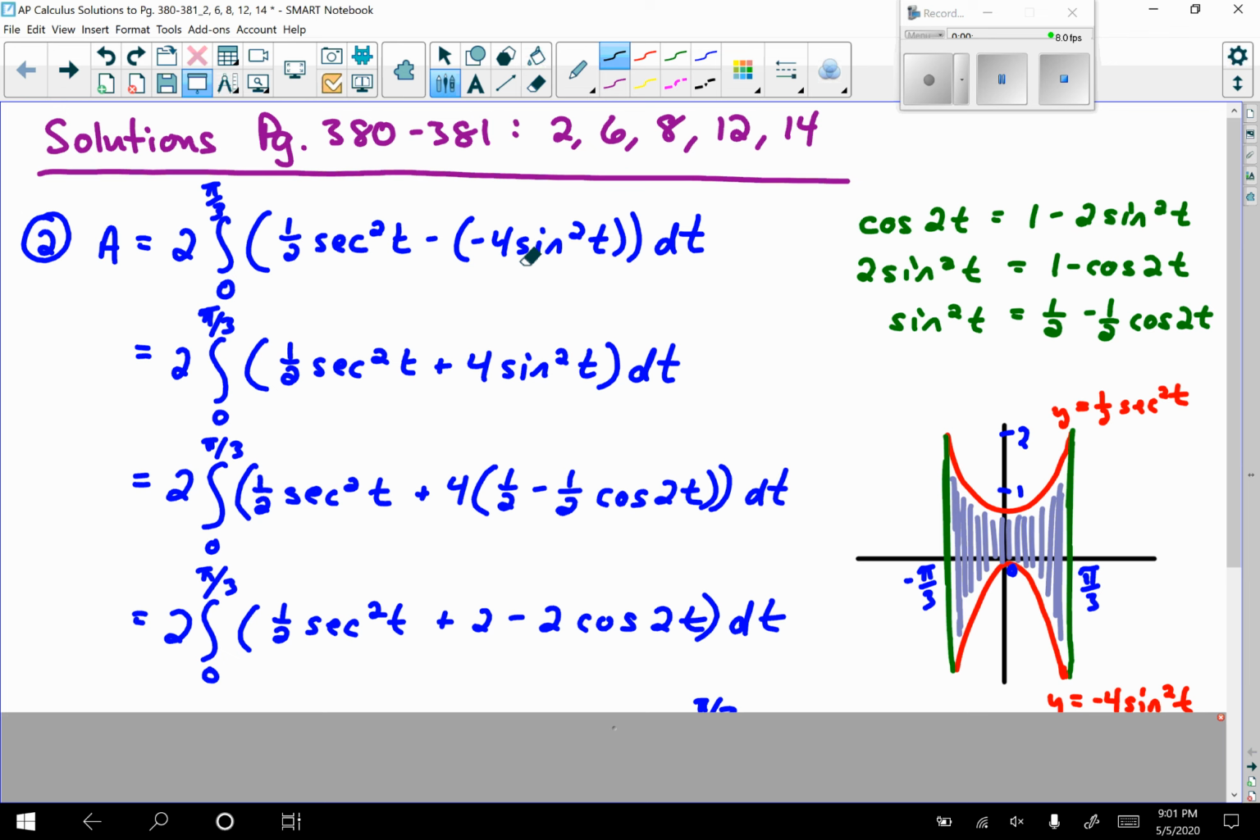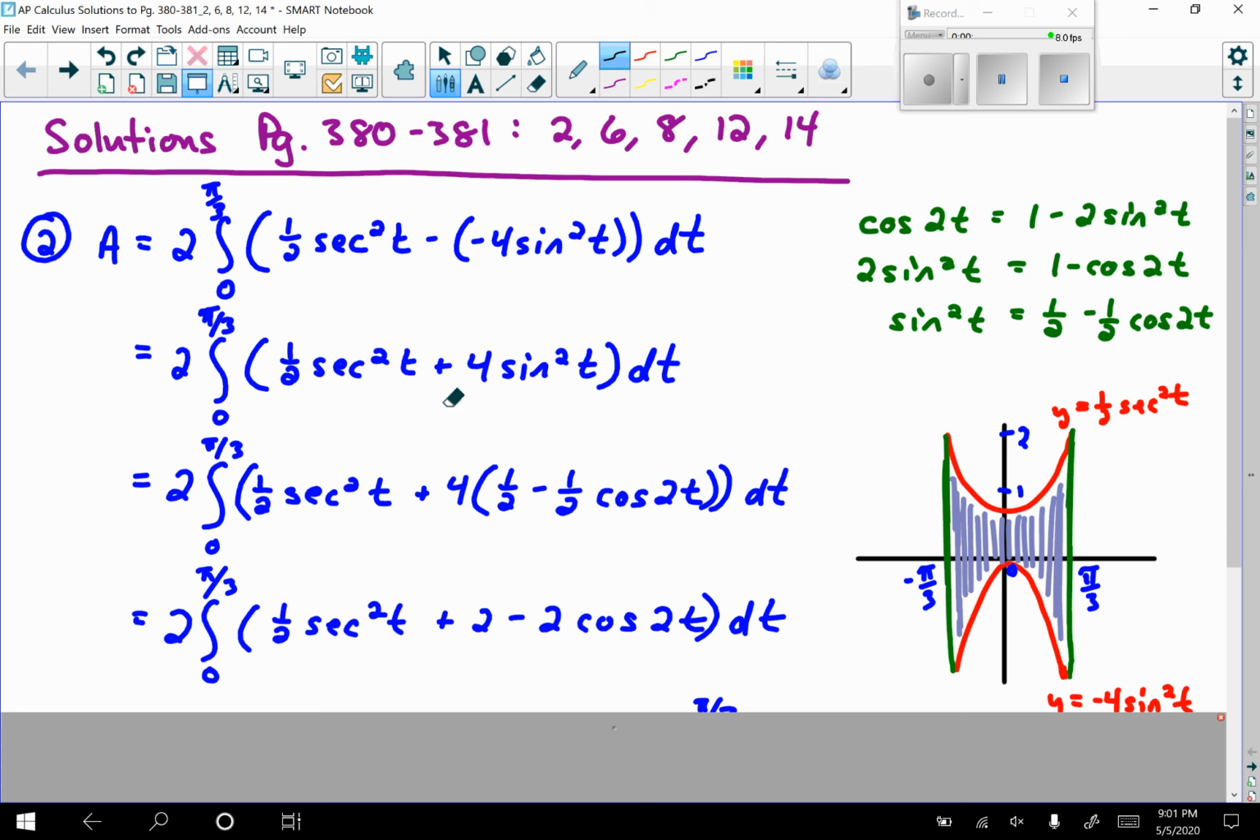So we could just double the integral from 0 to pi over 3, and then our upper curve is the 1/2 secant squared t, and then our lower curve is the -4 sine squared t. So we have the top curve minus the bottom curve here, and then I just went ahead and took care of the double negatives here.